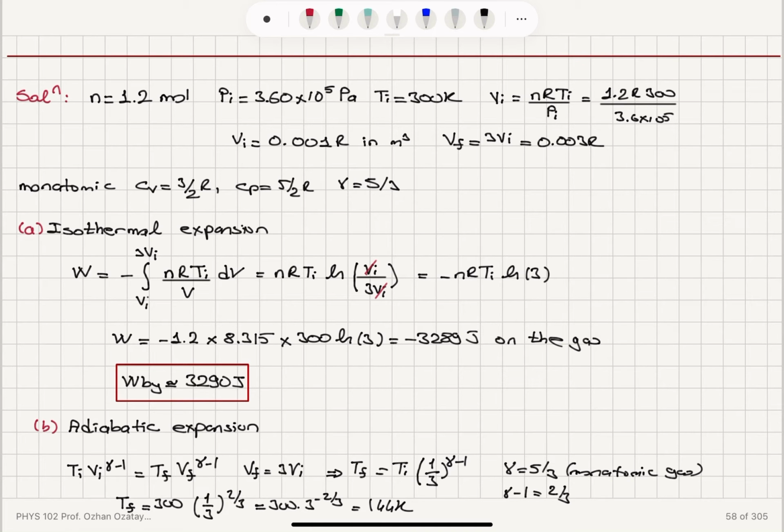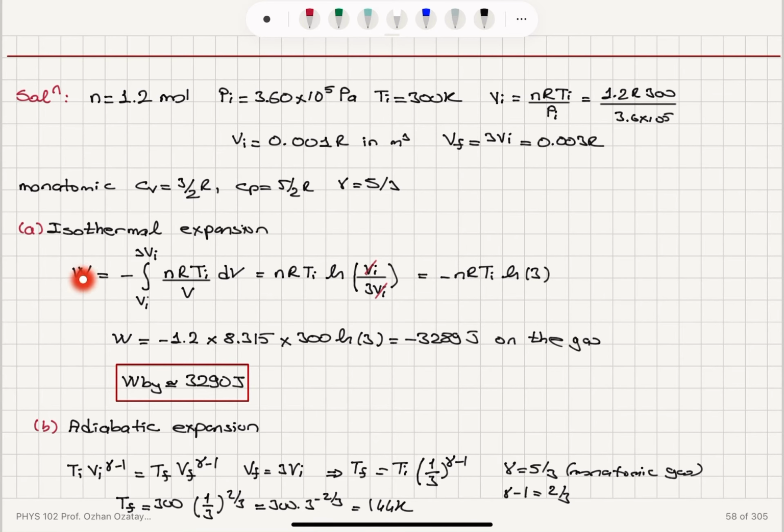And I can see that the initial volume, because it's an ideal gas, obeys the ideal gas law as the equation of state. P_i V_i is equal to nRT_i. This gives me initial volume 0.001 R, final volume 0.003 R. R is the universal gas constant.